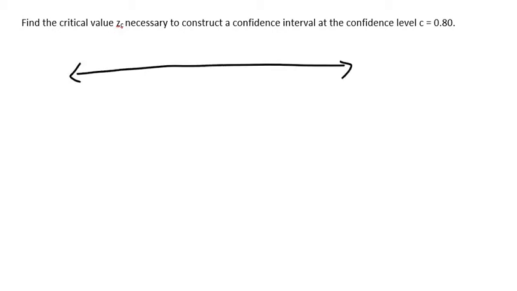When we're looking at a number line and we're looking at the average, with the confidence interval, we're looking at the average or the mean being in the middle and the limits being on the left and the right. So if we were to look at a standard normal curve in the same way, it would look something like this.